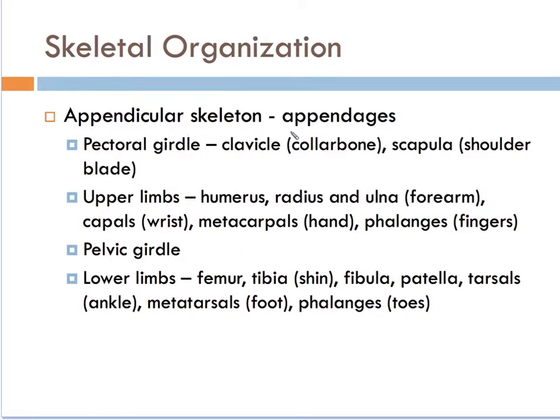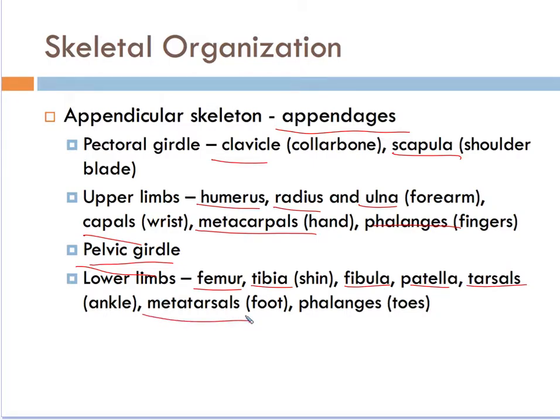Your appendicular skeleton, your appendages, are everything else. Your pectoral girdle includes your clavicle and your scapula. Your upper limbs, your arms, comprise your humerus, your radius, and ulna, along with your carpals, which are your wrist bones, your metacarpals in your hand, and your phalanges, which are your fingers. Your pelvic girdle, your pelvis, is part of the appendicular skeleton. And then your lower limbs, your legs, have your femur, your tibia, your fibula, your patella, your tarsals, your ankle bones. Metatarsals are your feet bones, and your phalanges are your toes. That is the divisions and the organization of your skeleton in that sense.